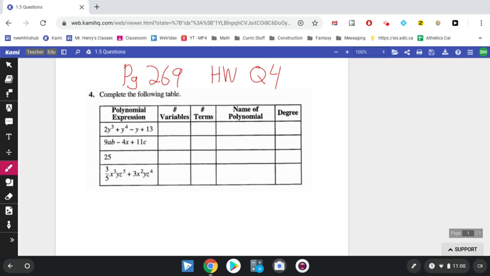So this one, I'm tackling two things. What is a variable? That's what I'm going to try and answer. And then we will talk about homework question 4. So a variable is simply a value that I do not know, a value that has the ability to change.